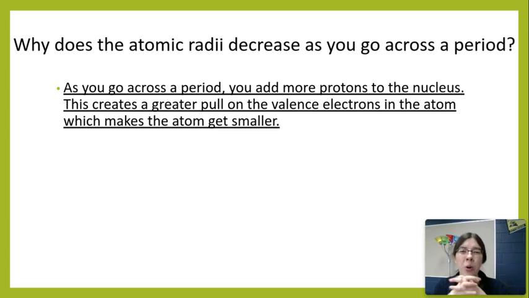And as we add more protons to the nucleus, it's like adding an extra rubber band. It kind of sucks everything in a little bit tighter, a little bit closer to the nucleus because there's more attraction. So as we go across from left to right, the atoms get a little bit smaller. As we go down from top to bottom, they get a little bit bigger.